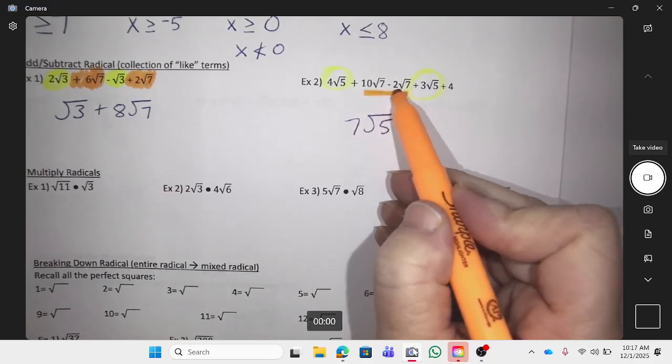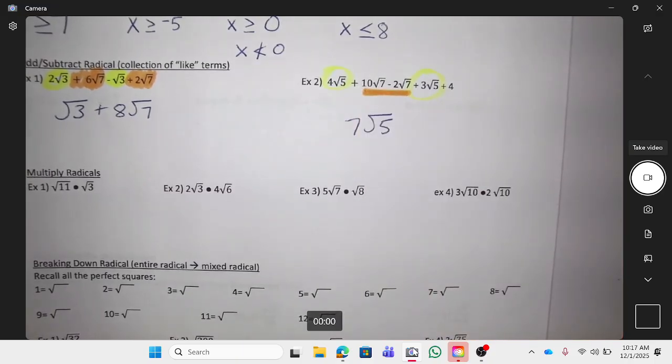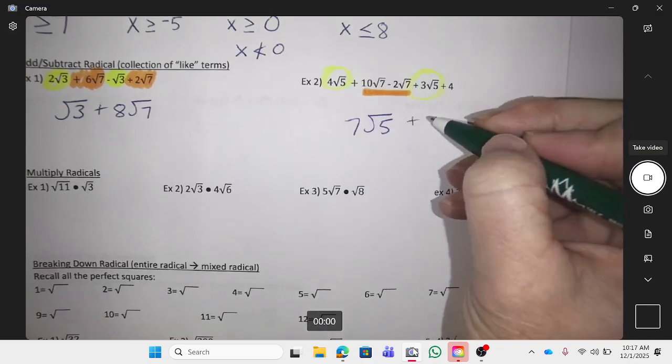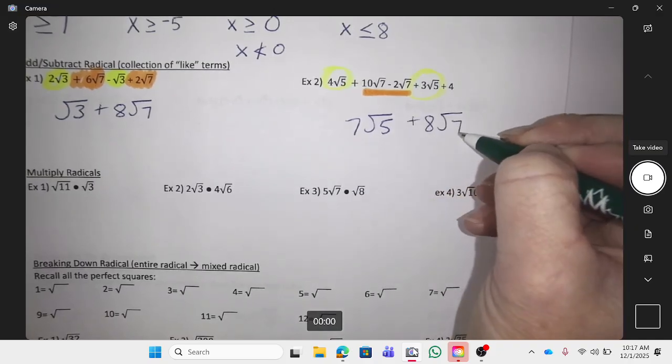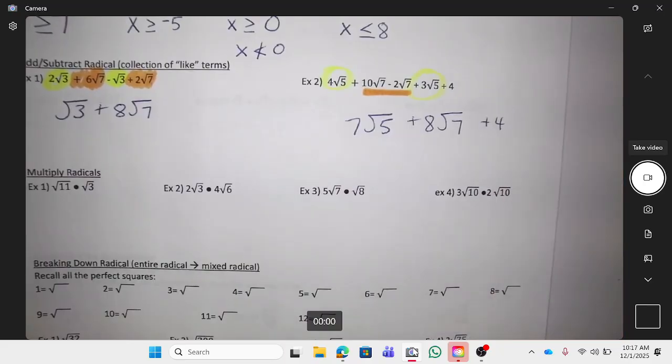I can also put together some root 7's with more root 7's. So there's 10 of them, and then I took away 2 of them. So that's 8 of those root 7's. Okay, and then there's this plus 4. It can't go with anything else, but I have to bring it along, right?